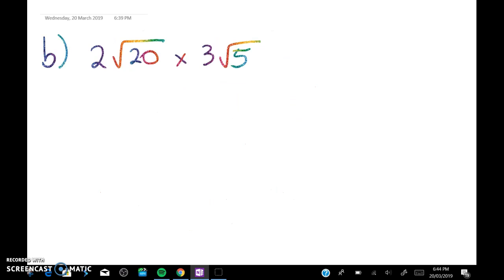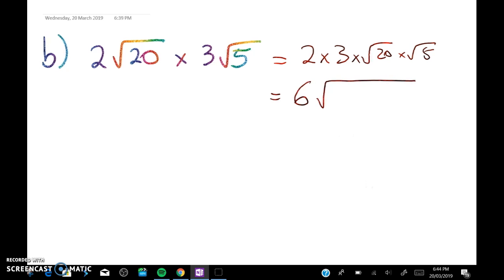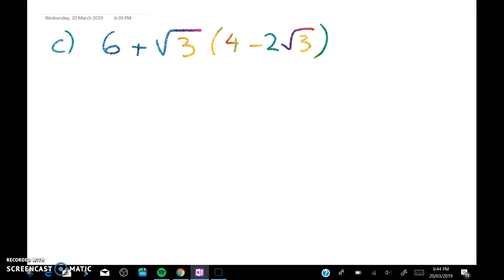So number 2 B is 2 root 20 times 3 root 5. So what can we do? Well, we can reorder it and we get 2 times 3 times root 20 times root 5. So this time we're putting the surds back together. And we get 6 root of 20 times 5, which is 100, which is 6 times root 100, which is 10, which gives me 60.